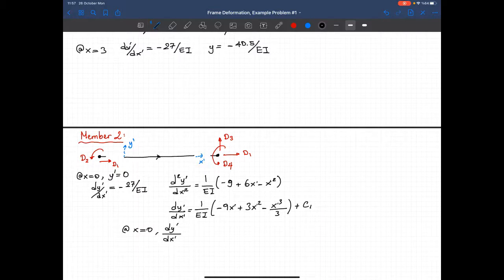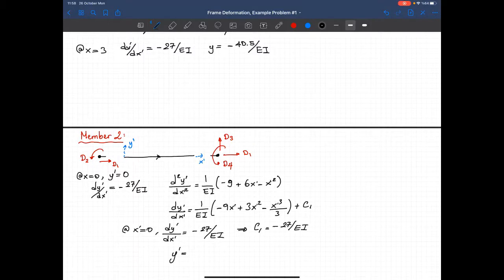dy/dx squared, the rotation, is equal to minus 27 over EI. This tells me that you put it into that equation by putting x prime equal to 0. This will give you C1 as equal to minus 27 over EI. Okay. Now integrate the above equation one more time.